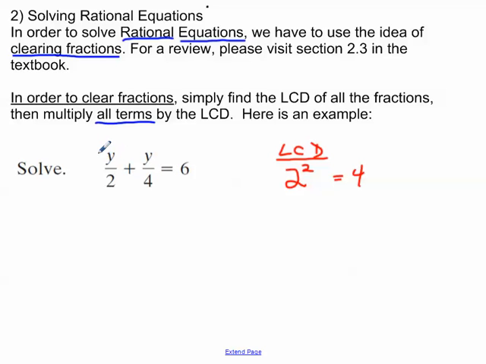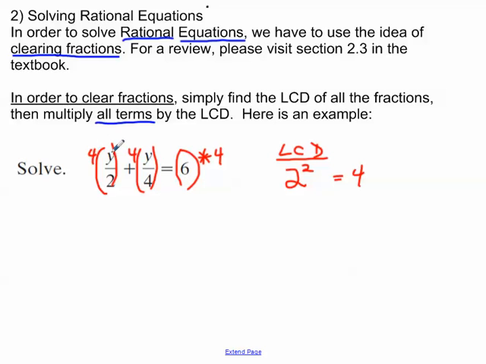So let's take a look at what we're going to do here. We've got to take this entire equation and multiply by 4, our lowest common denominator. That means we're multiplying this term by 4, we're multiplying that term by 4, and we're multiplying that term by 4.